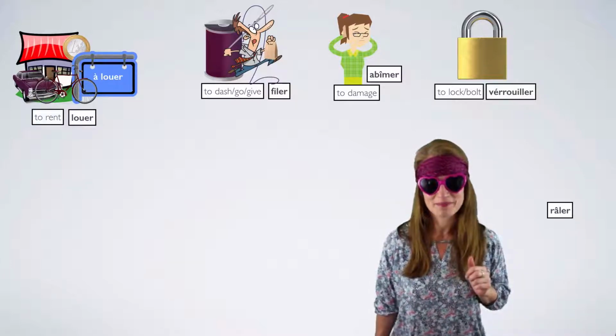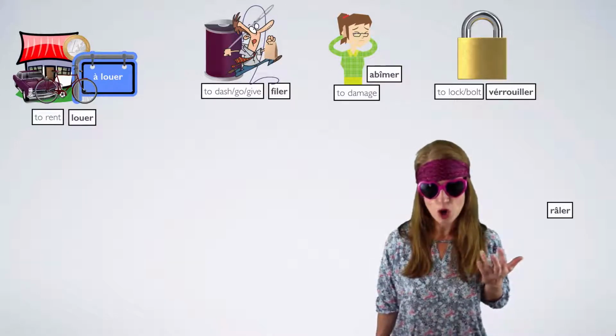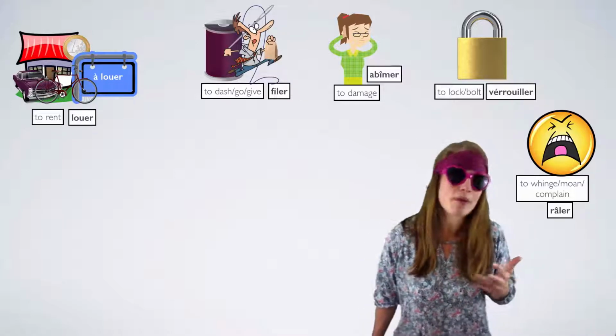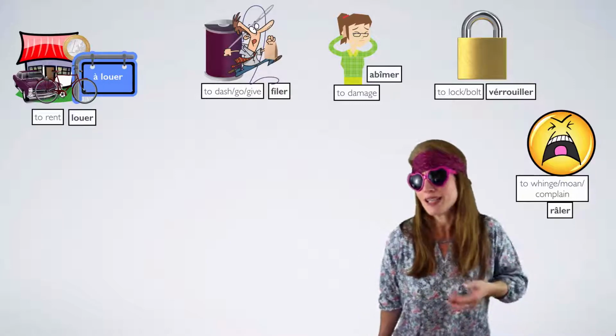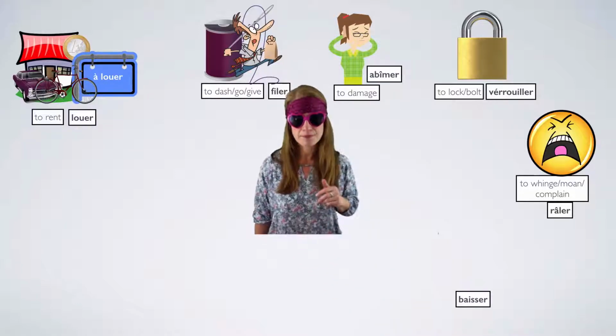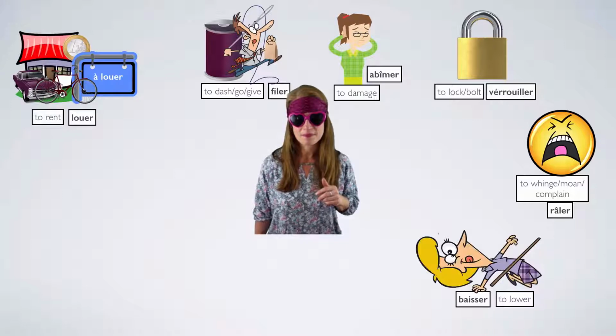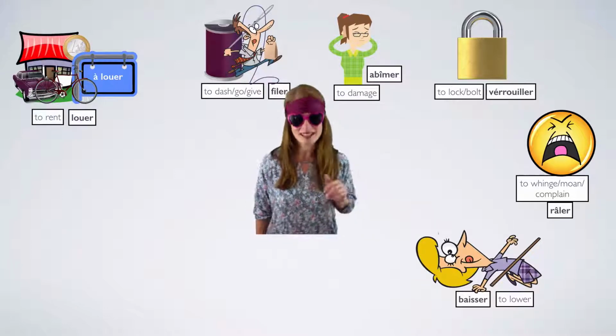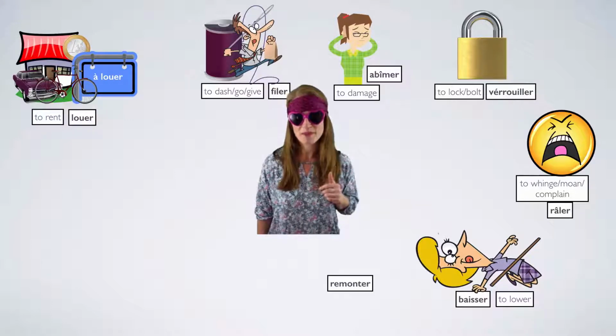Râler. I think this one sounds like what it is. It's onomatopoeic. To whinge, to moan, to complain. Arrête de râler. Baisser, baisser. To lower. She's doing the limbo. How low can you go? Baisser.